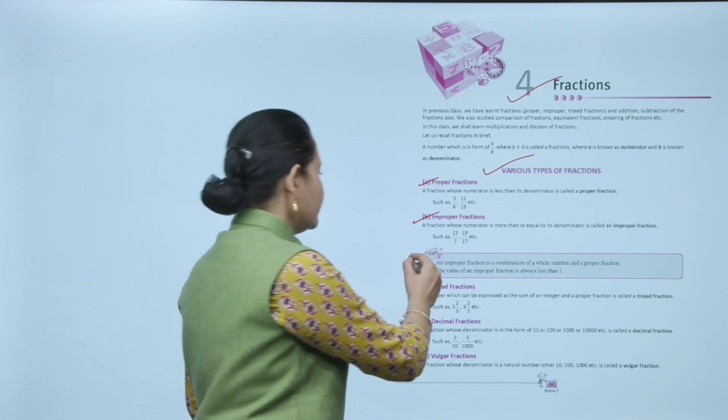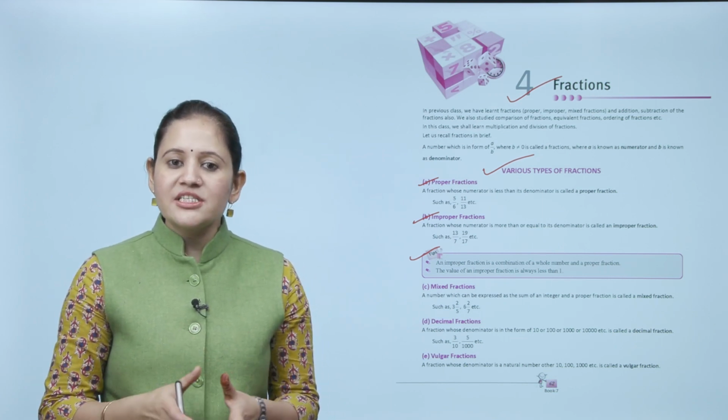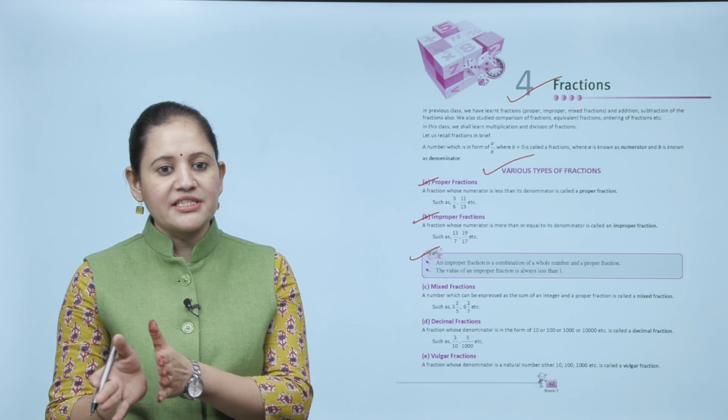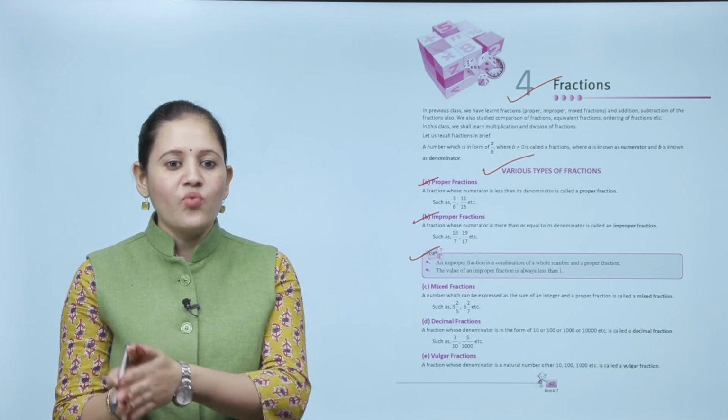Tips. An improper fraction is the combination of a whole number and proper fraction. The value of an improper fraction is always less than 1.